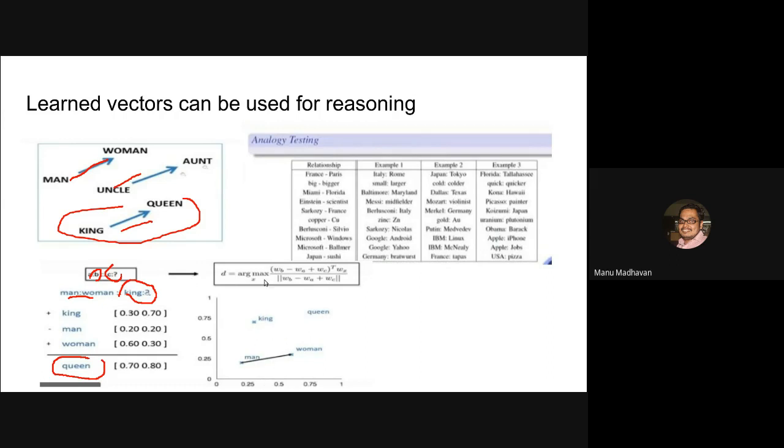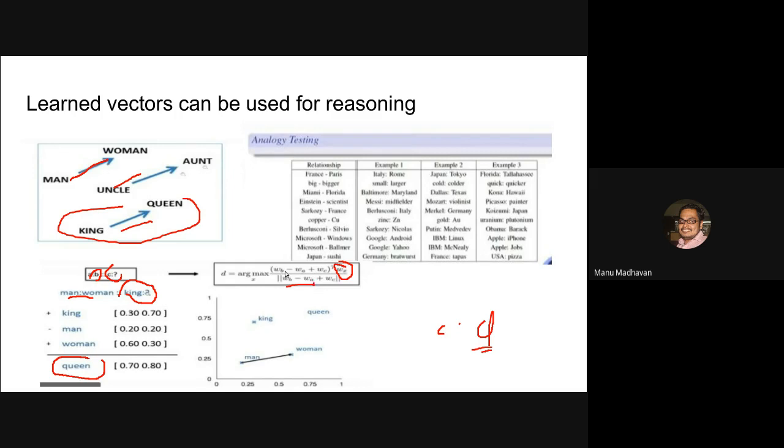This relation we can get by computing the vector distance, using a very simple distance formula. So arg max over X. Suppose you have many options for D. For all options, you can compute this score: (W_B minus W_A plus W_C) transpose times W_X, this dot product, where X is the thing we have to predict, divided by the norm.